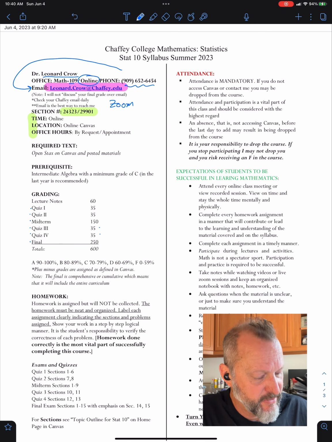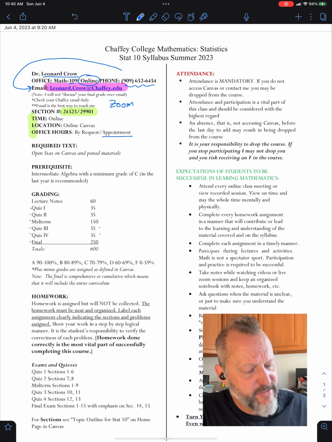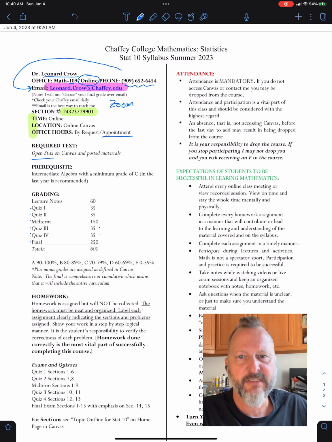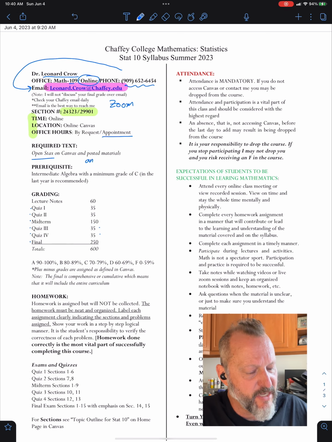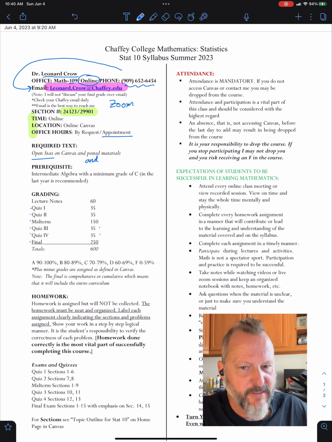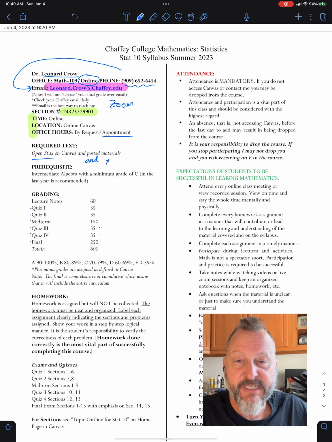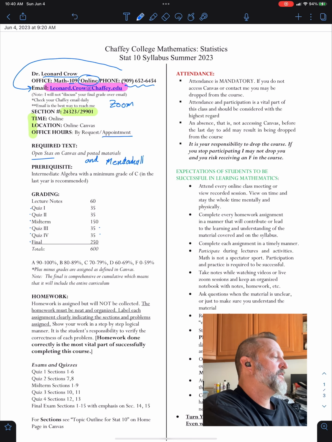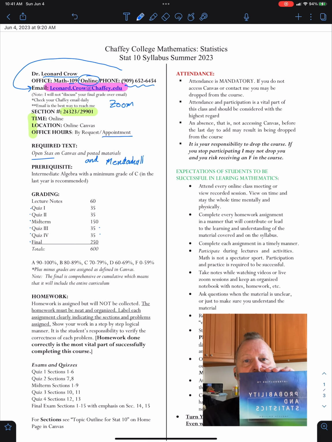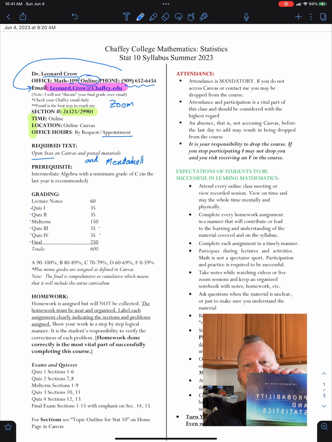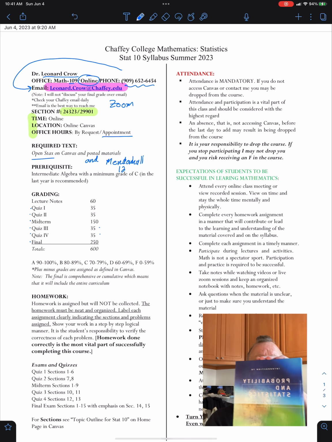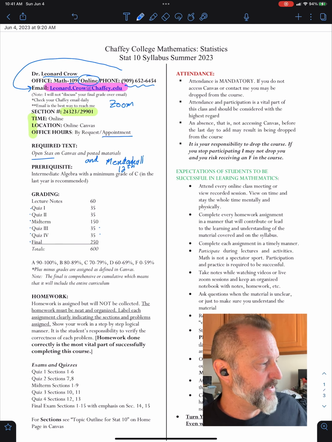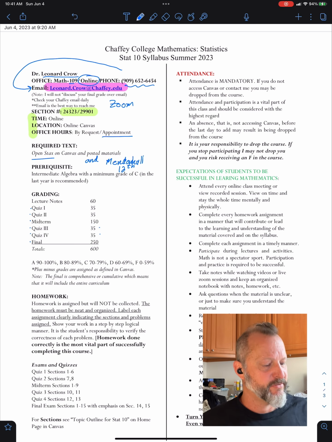So just ask, give me a time frame that you want to meet, and I most likely will be able to accommodate. So the required text, officially we're using OpenStax, which is a free text online. I will be supplementing with another text, which looks like this, some excerpts from it. This is Mendenhall 12th edition. So if you can pick it up, it probably would be good, but it's not required. I'll have most everything posted that you need.